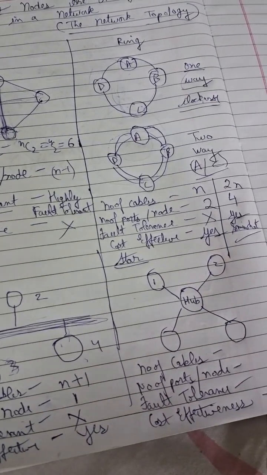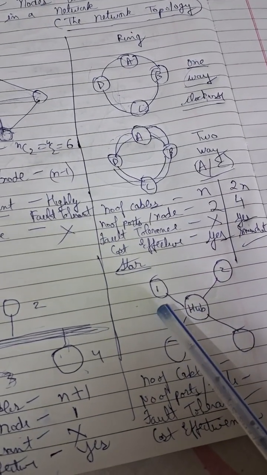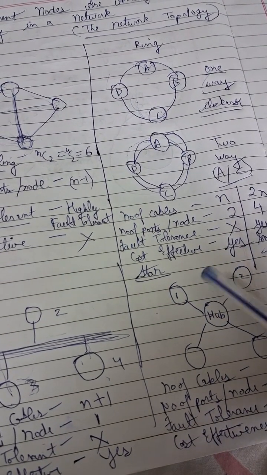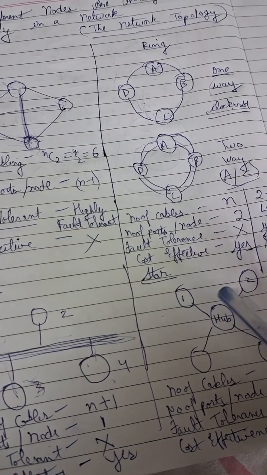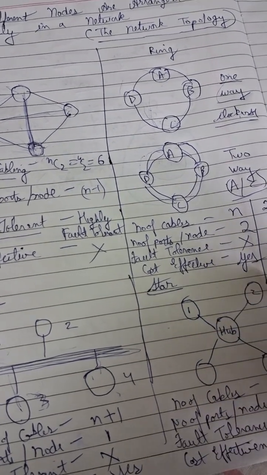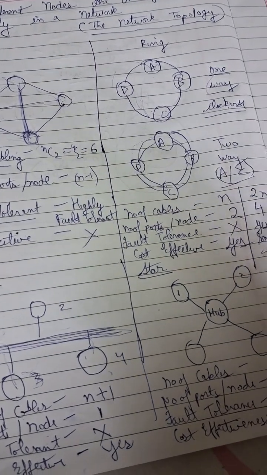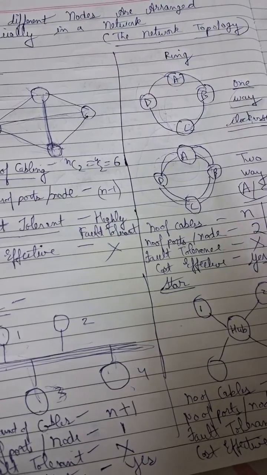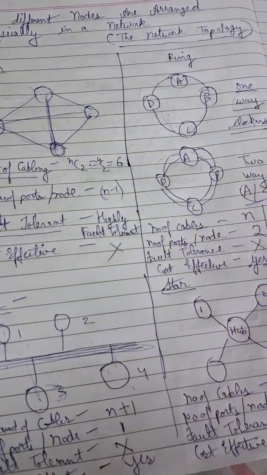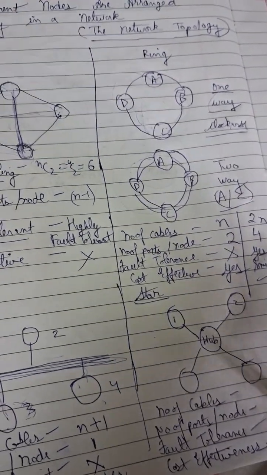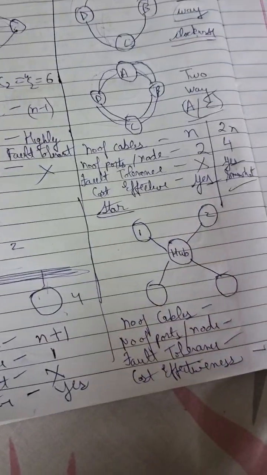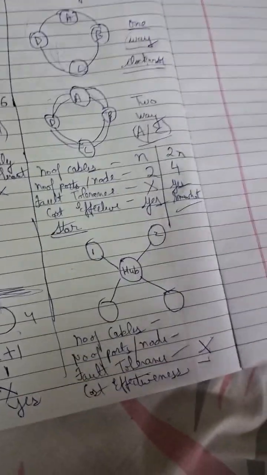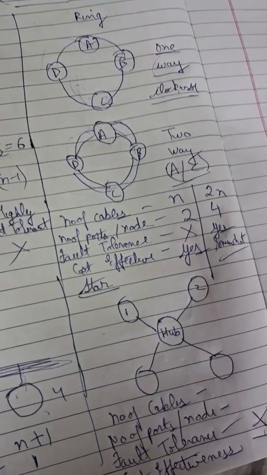A central hub is needed. The central hub acts as a receiver and also as a sender. It is a junction, a common place to which all nodes are connected. So every node first sends the data to the hub, and from the hub it is routed towards the destination. Is it fault tolerant? It is not fault tolerant at all, because if the central hub fails, then all the connections are lost.